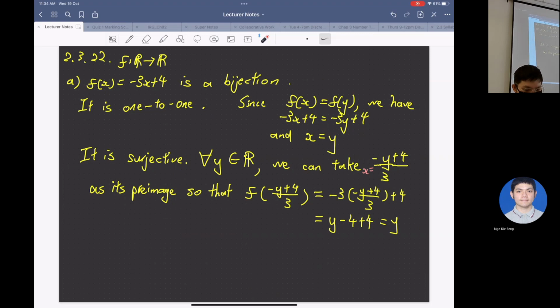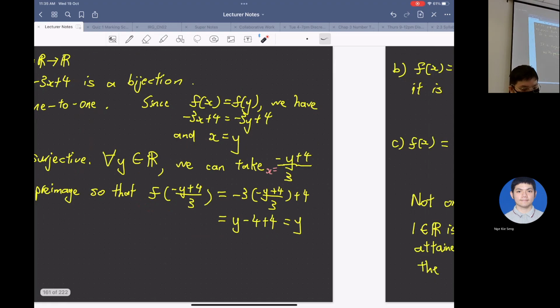2.3.22, show that it is a bijection, so you show that it's one-to-one. Suppose f(x) equal to f(y), and then show that x equal to y. By definition, it is one-to-one. So to show that it's surjective, for every element in your codomain, you have to find me a preimage, such that when you apply f, you get y. Find the preimage for surjective.